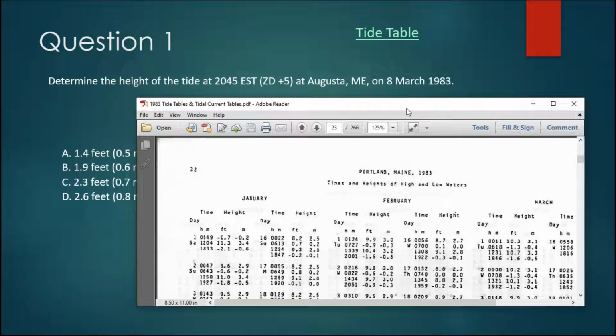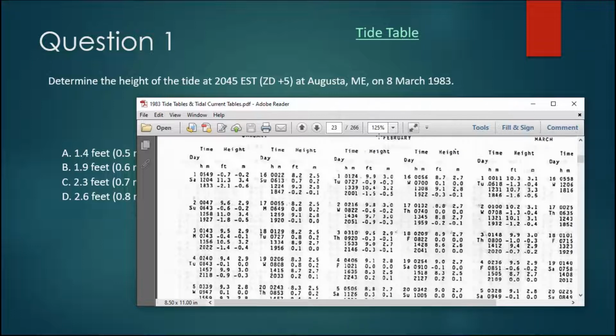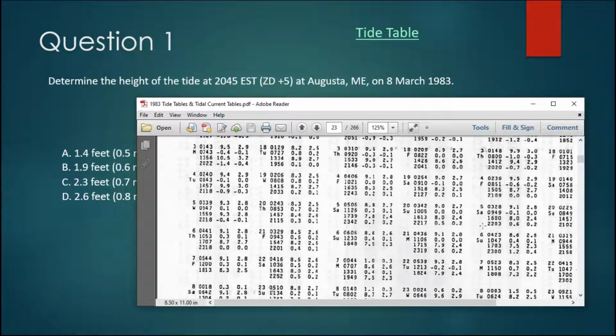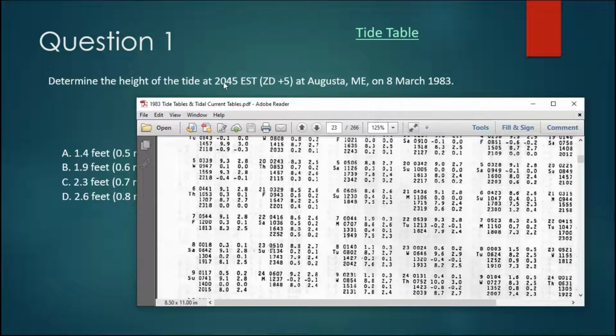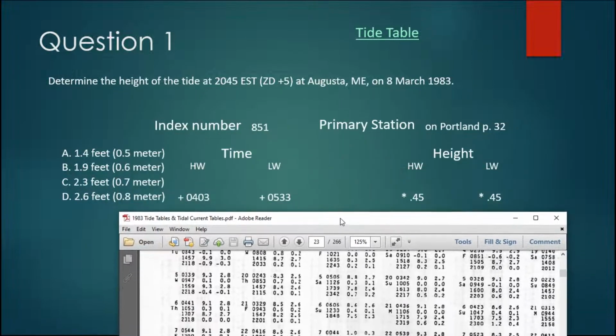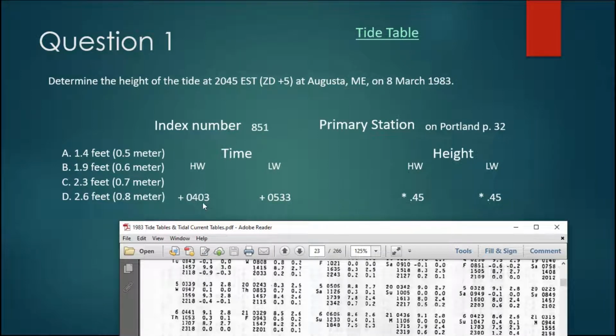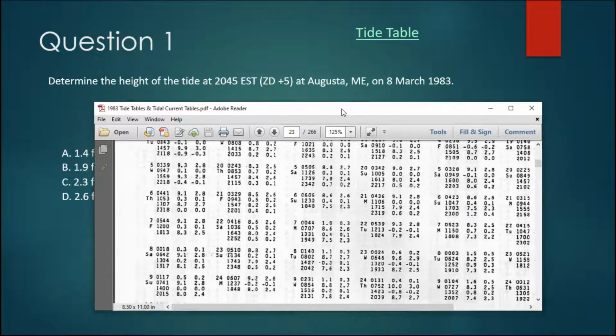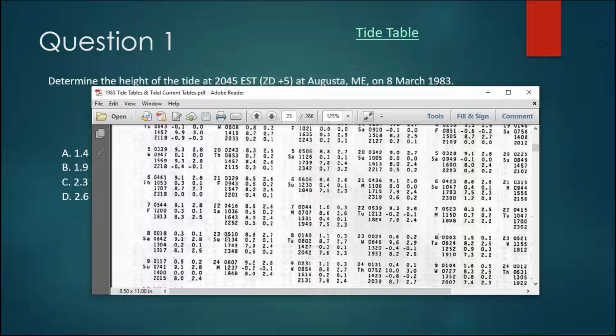Alright, our date we're looking for is 8 March. There's our March. We're looking for the 8th at 20:45. Something you need to take a look at is these corrections. We're going to add 4 hours and 3 minutes to the high water and 5 hours and 33 minutes to the low water. We're looking for 20:45, so we're going to have to find which two tides that 20:45 falls in between.